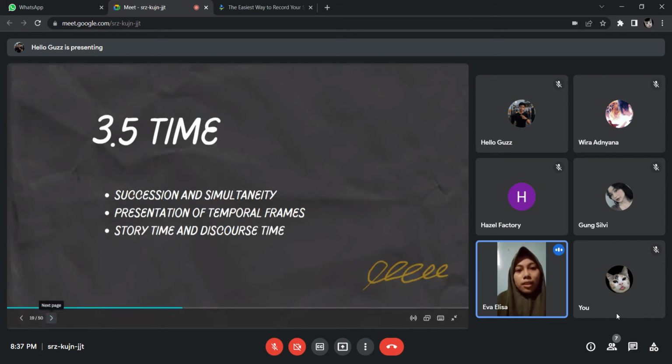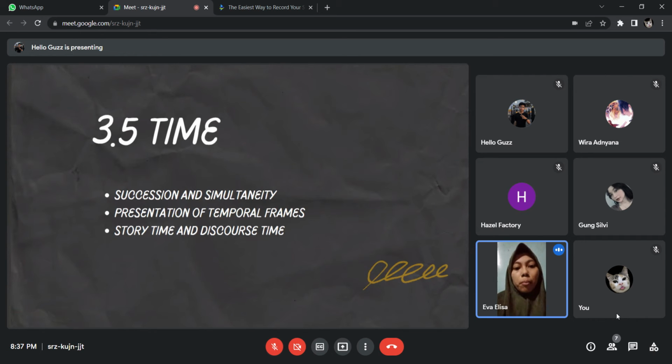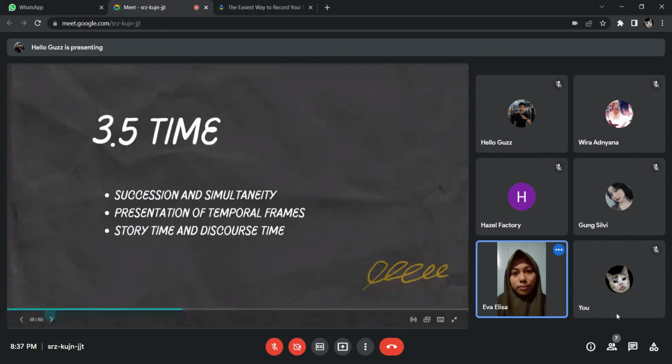The next one is time. In this context, there are some general concepts of time which are expressed in and by a drama. The first one is succession and simultaneity. The second one is presentation of temporal frames. And the last is story time and discourse time. Next, please.